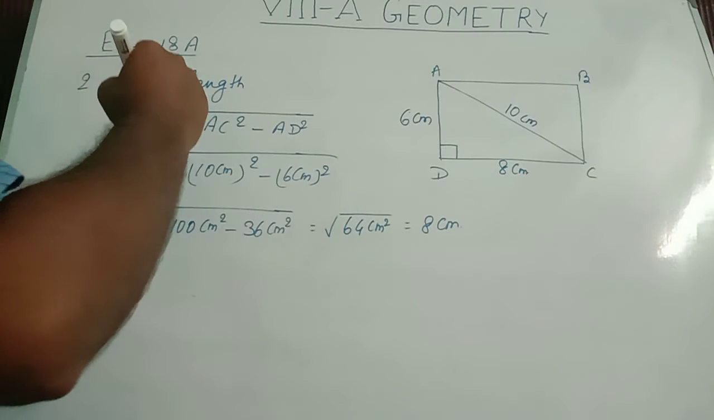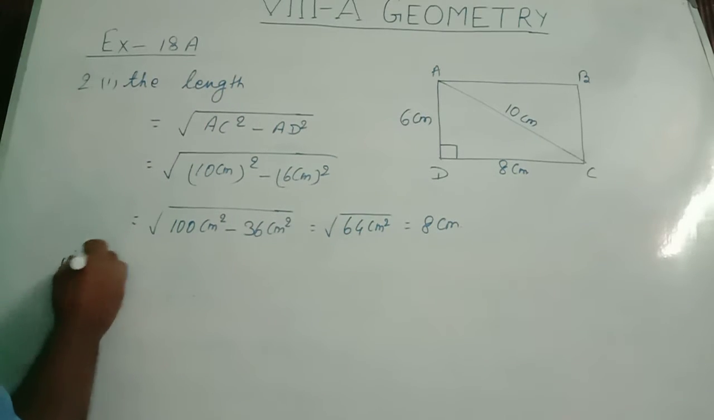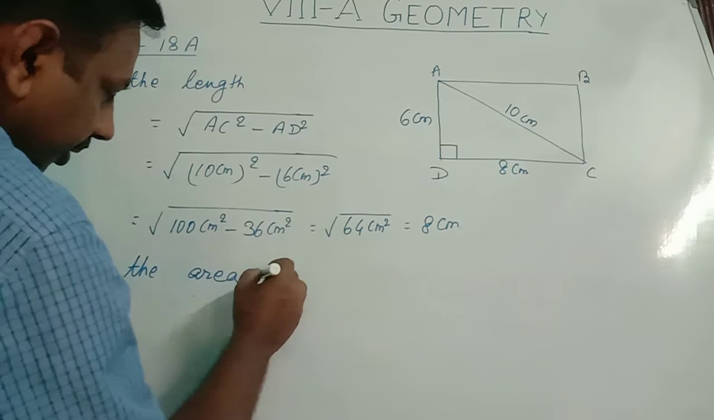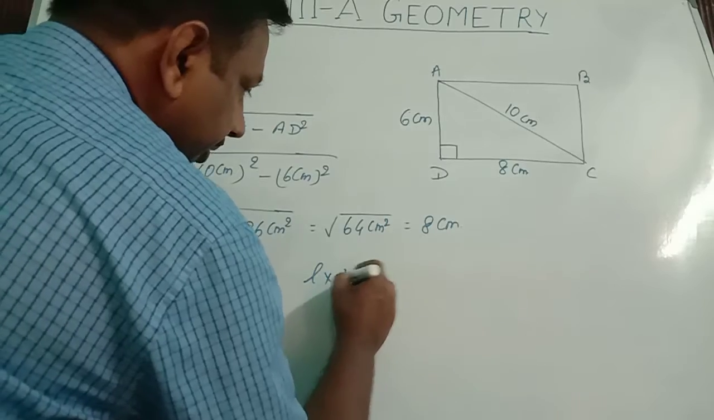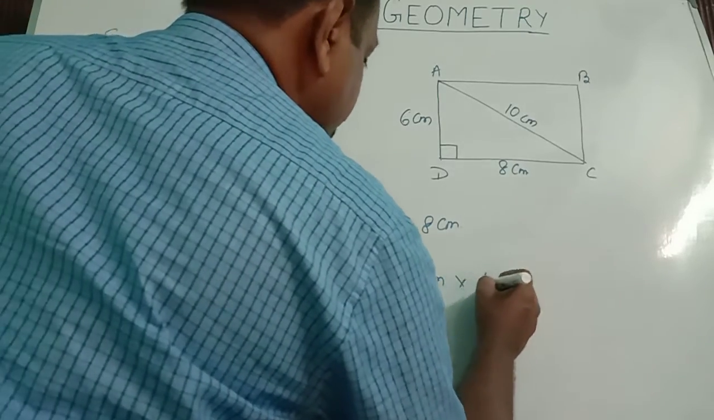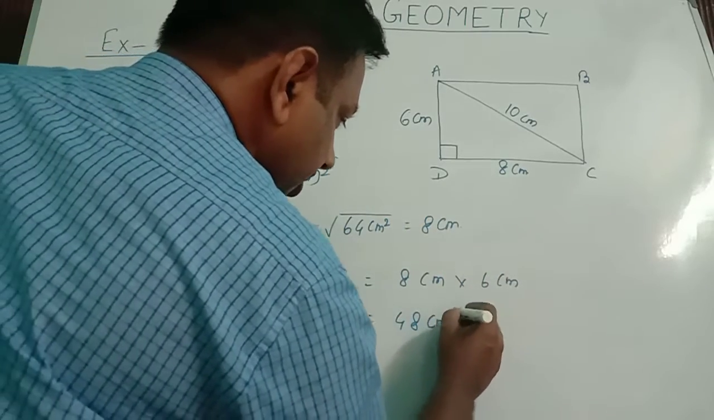Now the second question was the area. This is Roman number 1. Roman number 2 is the area. The area of the rectangle, you know, is length into breadth, that is 8 centimeter into 6 centimeter equals 48 centimeter square.